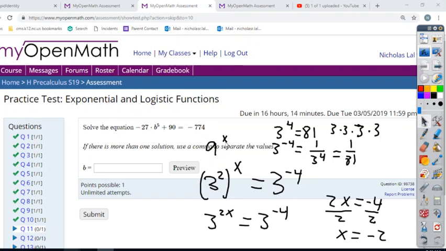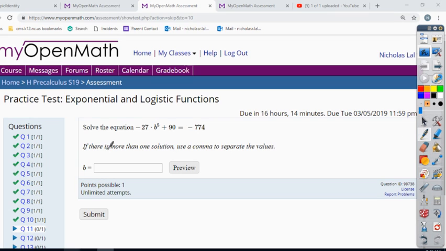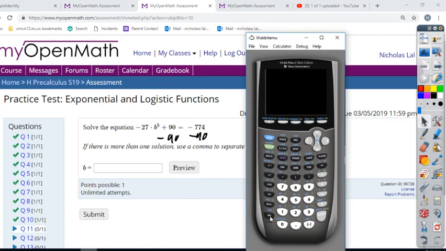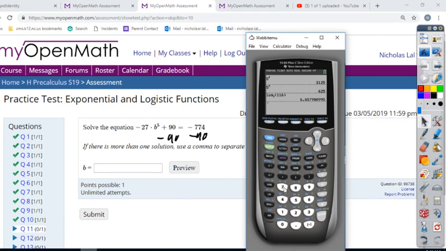Clear annotations. Solve the equation. So my first step is always to subtract. So I'm going to subtract 90, and 774 minus 90 is negative 864. Divide each side by negative 27. And you have 32.